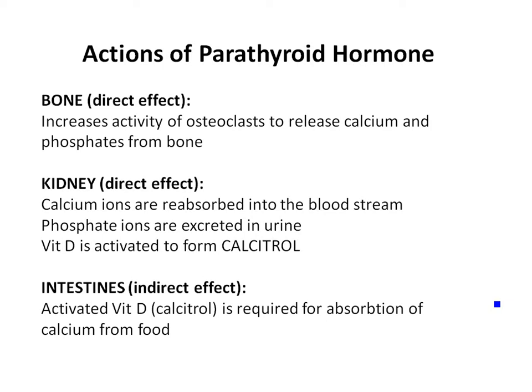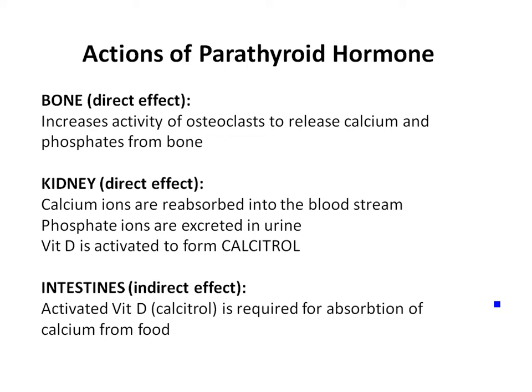Now remember, we also had some excess phosphate ions when we broke down that bone with the PTH, but we don't need those. So the parathyroid hormone is going to say, kidneys, excrete the phosphate. We don't really want that. We're looking for calcium. Another thing that's going to happen in the kidneys is the parathyroid hormone is going to cause the conversion of inactive vitamin D to an active form of vitamin D, which we call calcitriol.